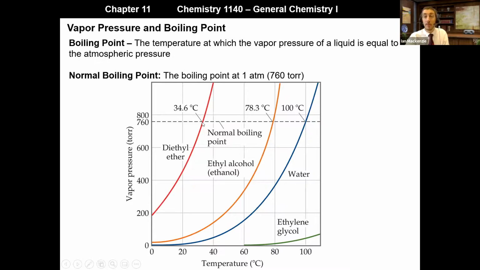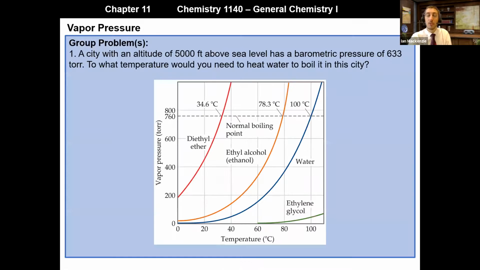Diethyl ether is very volatile, and you can see that even at 0, it has fairly significant vapor pressure, and so it reaches 760 torr at only 34.6 degrees Celsius. And so this is the relationship between vapor pressure and boiling point. So with all of that information, let's quickly work a problem related to vapor pressure and boiling points.